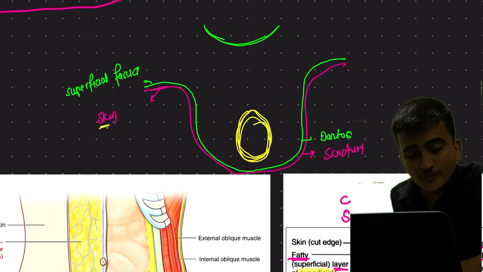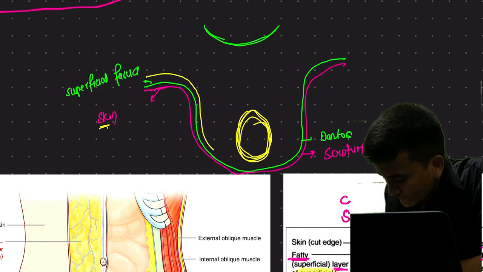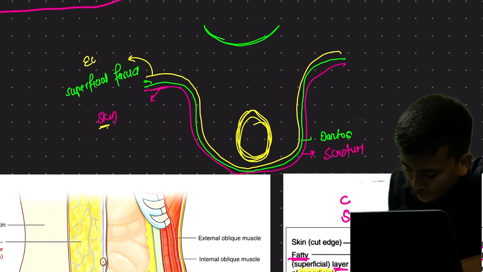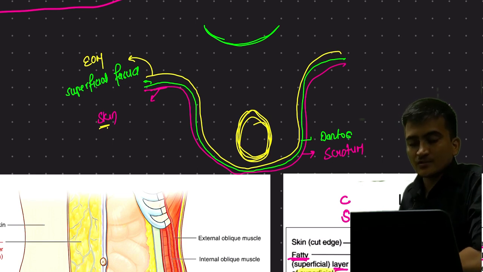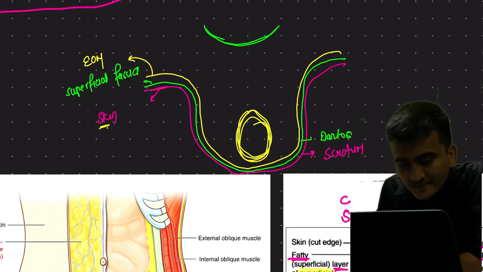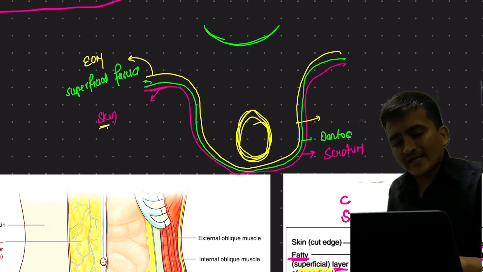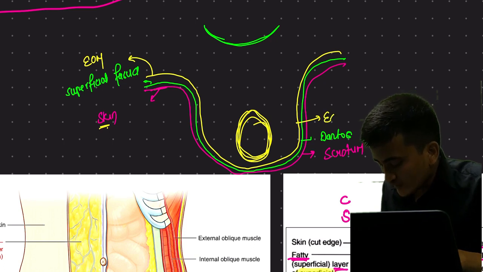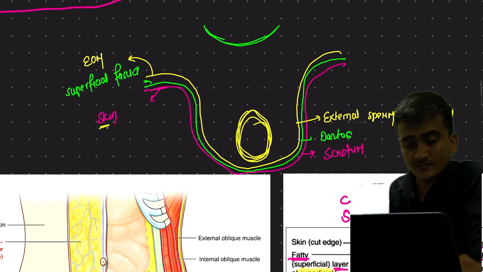Another structure: deep to superficial fascia, what do we have? We have external oblique muscle. Now what will this external oblique muscle contribute in the testis area? This external oblique muscle will form the external spermatic fascia.